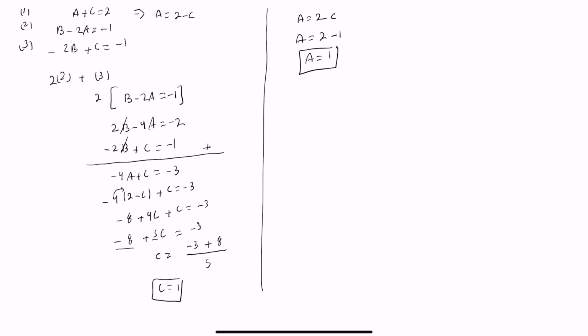Now I'm going to use equation number 2 to solve for b. So b minus 2a is equal to minus 1. Therefore, b is going to be equal to minus 1 plus 2a. That's going to be equal to minus 1 plus 2 multiplied by a, which is 1, which is equal to 2. So b is going to be equal to minus 1 plus 2. Therefore, b is going to be equal to 1. So a is equal to b, which is equal to c, which equals 1.